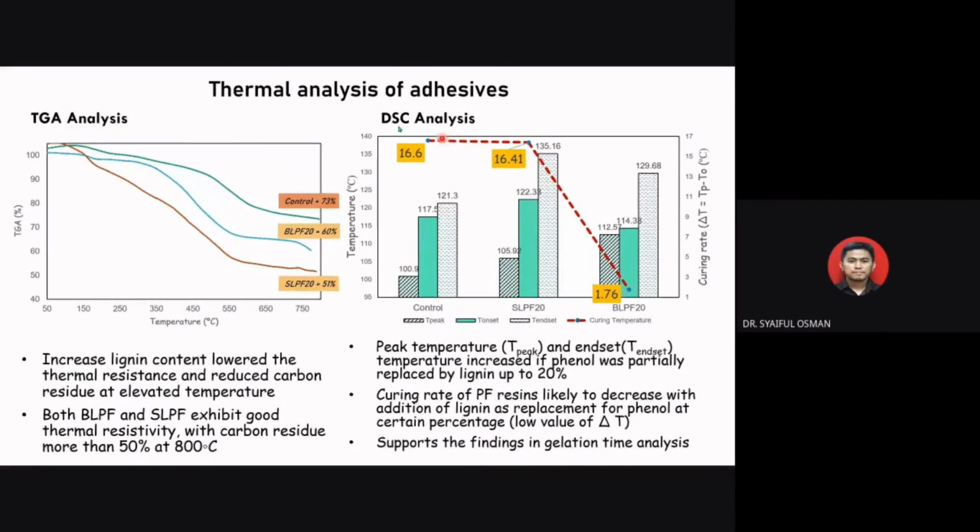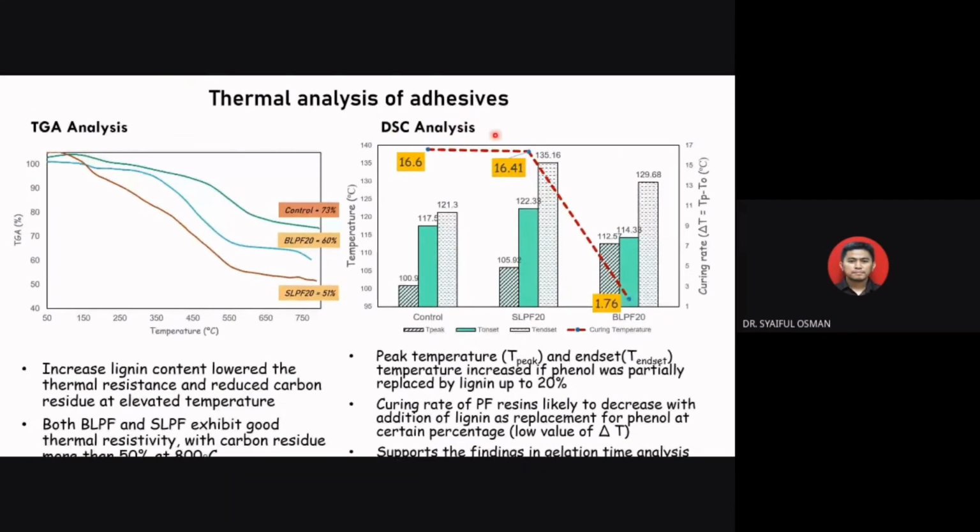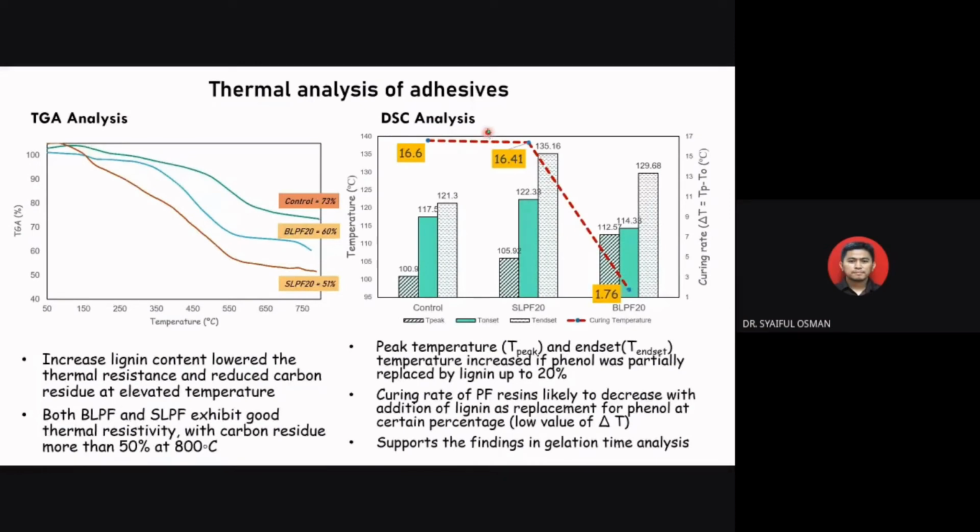And here we have a differential scanning calorimetry analysis. I use it to determine the curing temperature of the adhesive. It is one of the most important parameters to ensure the pressure curing of the adhesive in the press, but also to determine the quality of adhesion in the final engineered wood product. Here we can conclude that the incorporation of lignin for up to 20% has led to an increase in the peak and end set temperature as a result of the complexity of the lignin-phenol-formaldehyde adhesive compared to the pure phenol-formaldehyde or control adhesive.